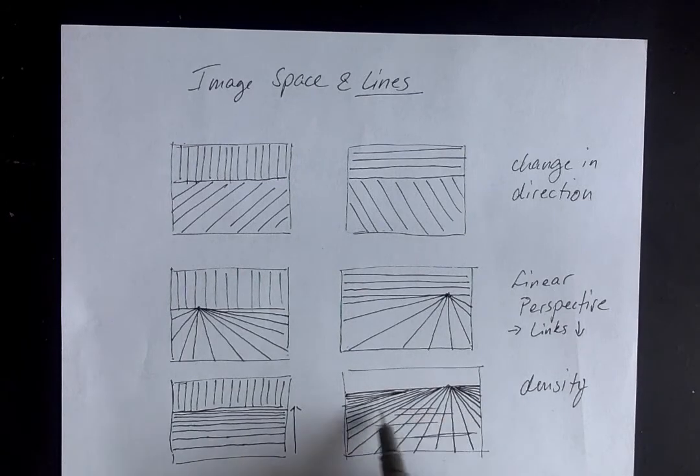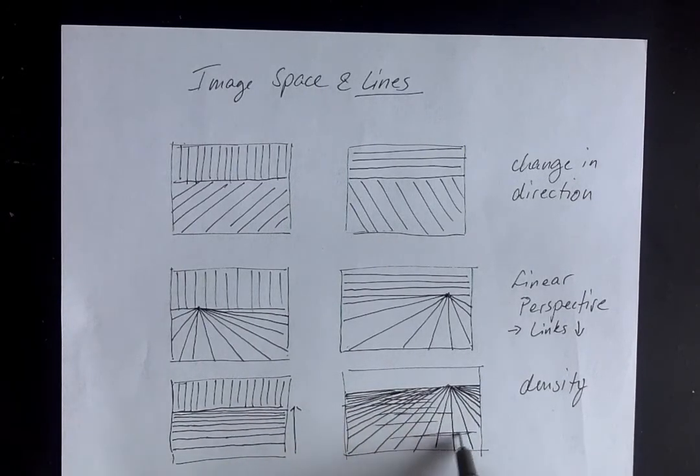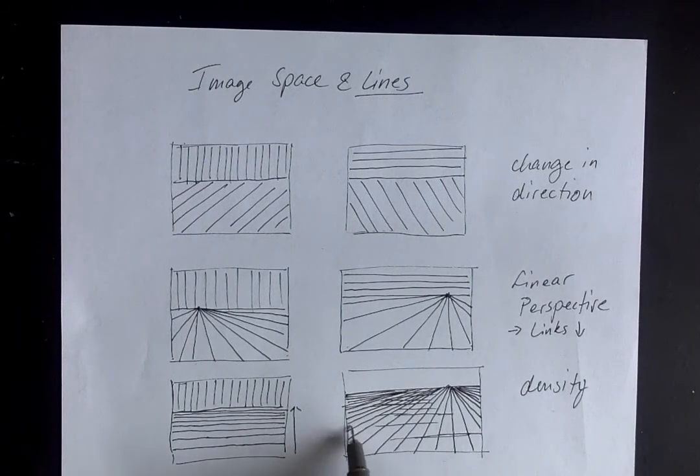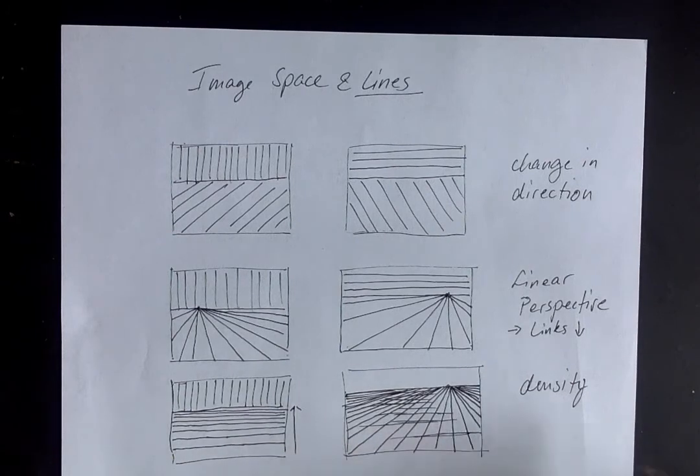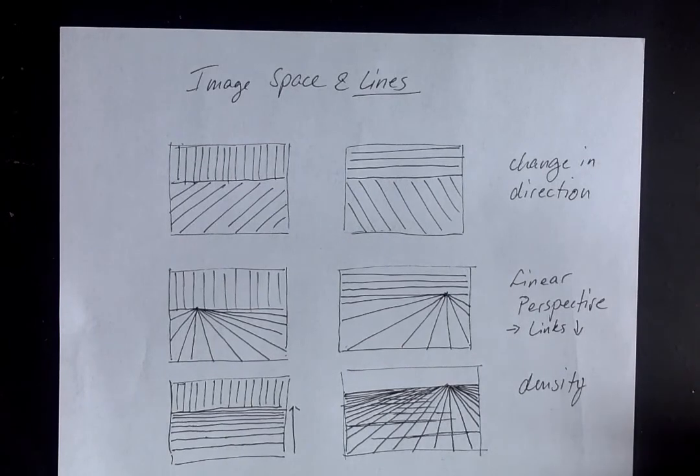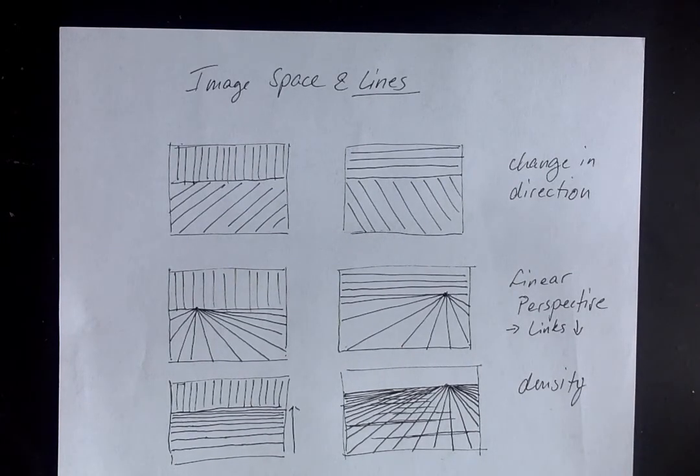And now we're getting denser, and denser and denser. So maybe we'll pull this all the way through. This might be a field or something like that. So this way you can create image space through density. So those are three tools to create image space through lines.